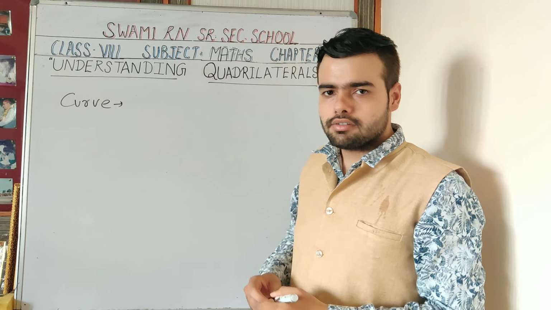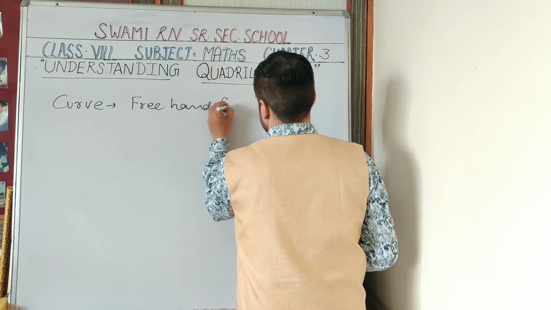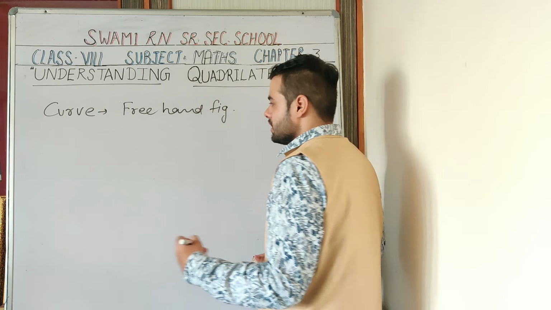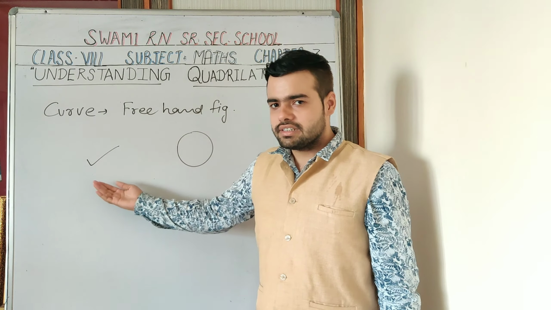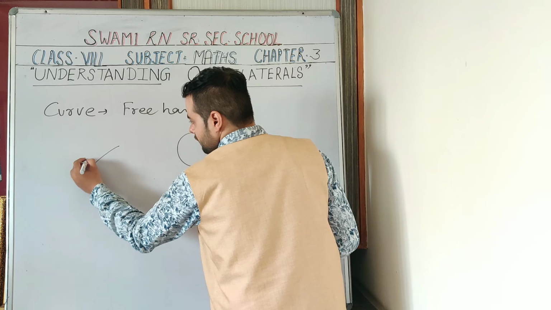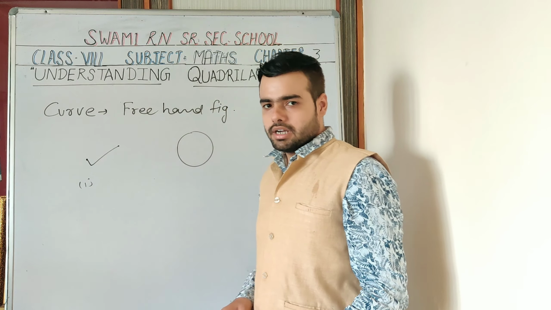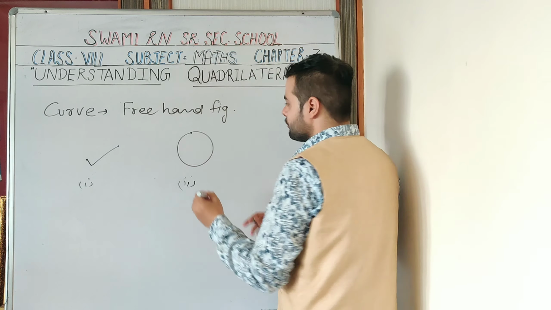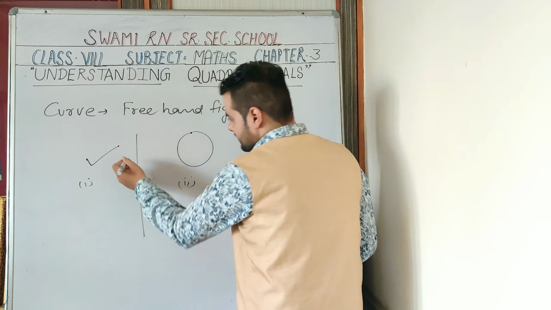What is a curve? A curve is a freehand figure. For example, this one and this one. In the first figure, the starting and ending points are not joined together, but in the second figure the starting and ending points are joined at one point. So that is an example of a curve.